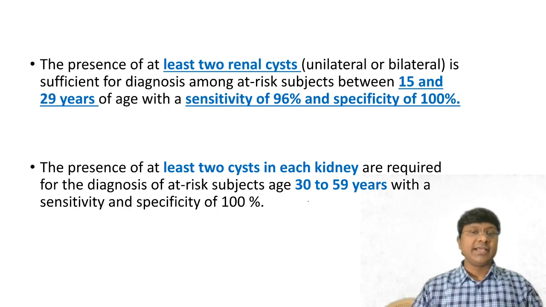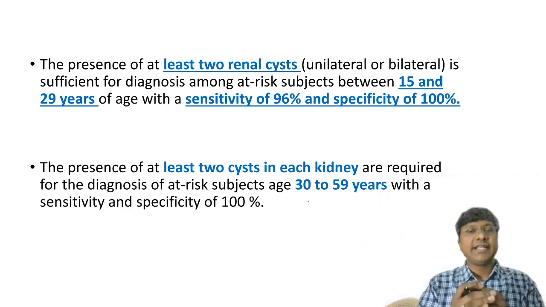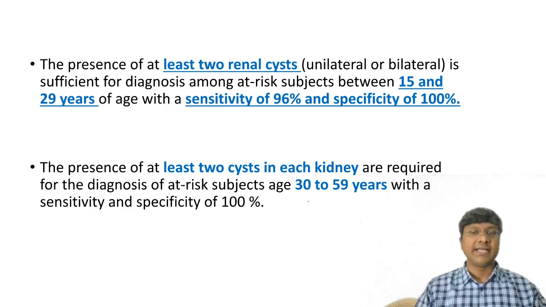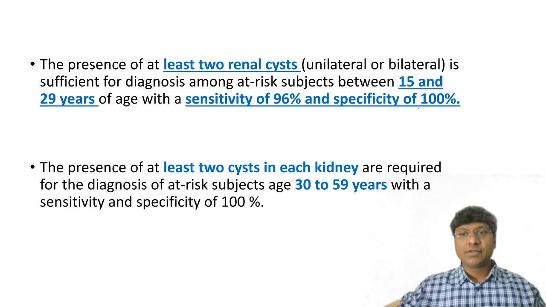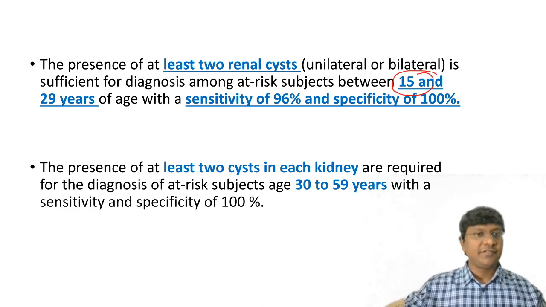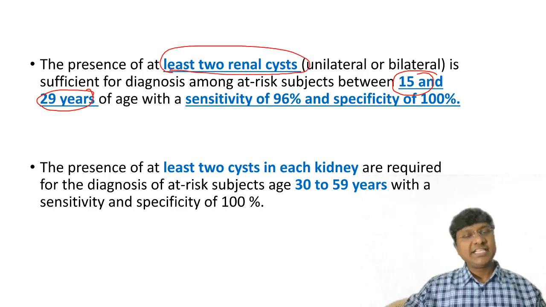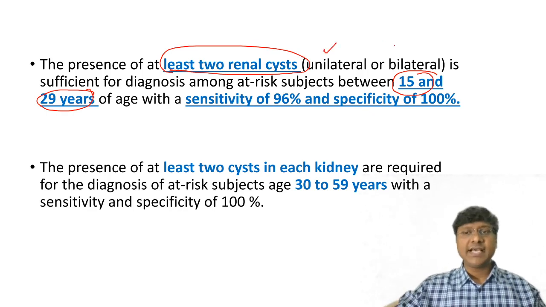Another important thing you get in the ultrasound is that the diagnosis of polycystic kidney disease depends upon the number of cysts you get on the ultrasound, and that too according to the age group. For example, if the age of the individual is between 15 and 29 years, how many cysts have to be present on the ultrasound? Minimum, there should be 2 renal cysts, either unilateral or bilateral. That will give you the conclusion that the individual is suffering from polycystic kidney disease. If only 1 renal cyst is there, we cannot tell that the patient is suffering from polycystic kidney disease. So that is when the age group is between 15 and 29 years.